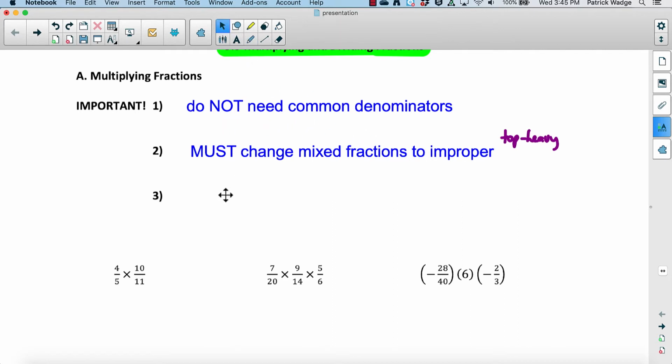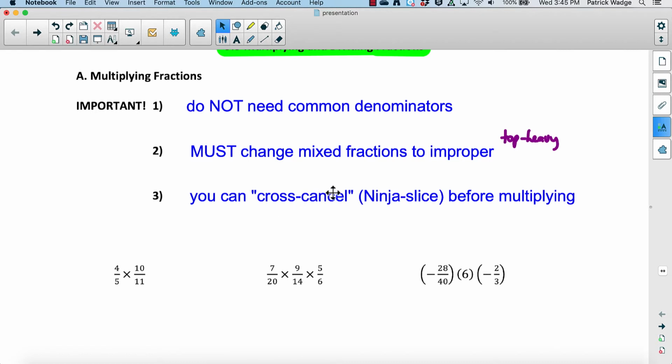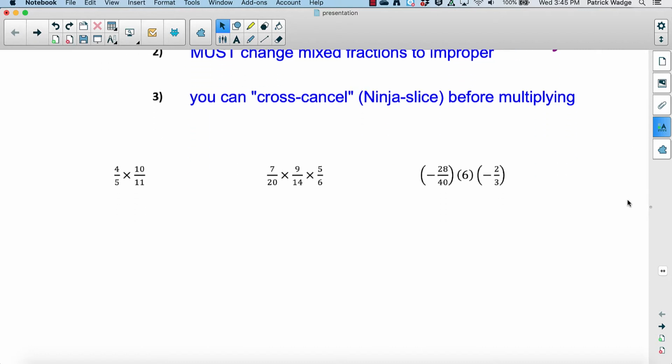And the third thing is, you can cross-cancel. I like to call it ninja slicing before you multiply, and I'll get to that in just a second. So let's get started. I have quite a few questions for us. The first one, 4/5 times 10/11. So the first thing it says is that you don't need common denominators. Great. The second thing is switch mixed into improper. Well, for all of them in the top row here, there's no improper, so we don't have to worry about that. So I can go straight to cross-canceling.